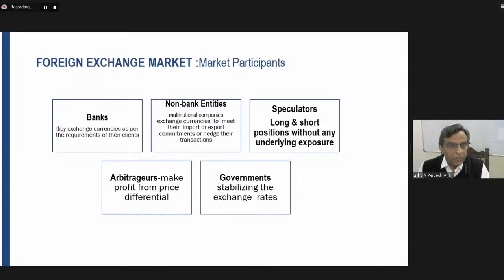Now the last one is the government. All the governments, through the central banks, like the RBI in India, either enter into foreign currency transactions because they require foreign currency, or they want to sell foreign currency. But one of the main jobs is stabilizing the exchange rate, because they don't want too much volatility that may hurt other participants. So they would like to stabilize the exchange rate, so that no big shock happens in the market. So the RBI in India, and in America the Federal Reserve, are always trying to calm down the markets and stabilize the currency rates. So these are the main participants in the foreign exchange markets.